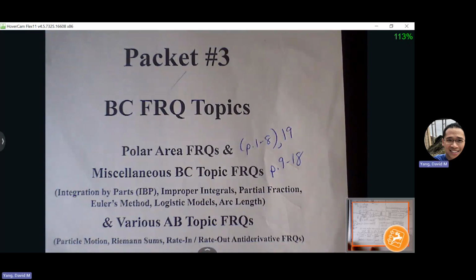Okay, just to specify exactly where your polar area FRQs are, those will be pages 1 through 8 and page 19. Those are your polar area FRQs. And then your miscellaneous BC topic FRQs are pages 9 to 18. And the rest are just AB review.